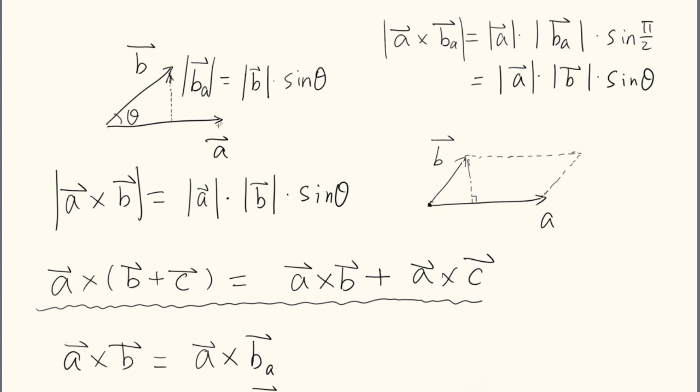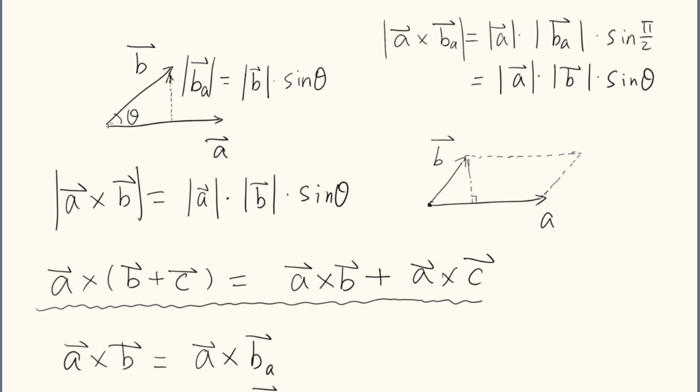This is vector A, and this is vector B. Vector A cross vector B is a vector, and the direction of this vector is perpendicular to both vector A and vector B, or perpendicular to the plane of this paper formed by vector A and vector B.